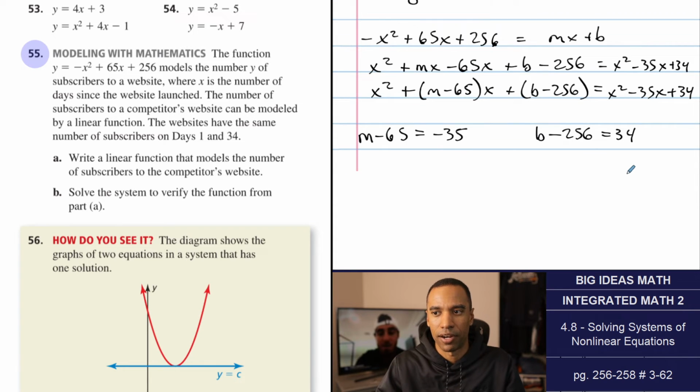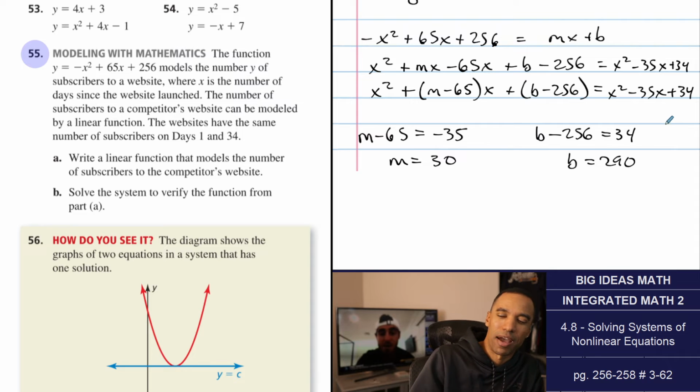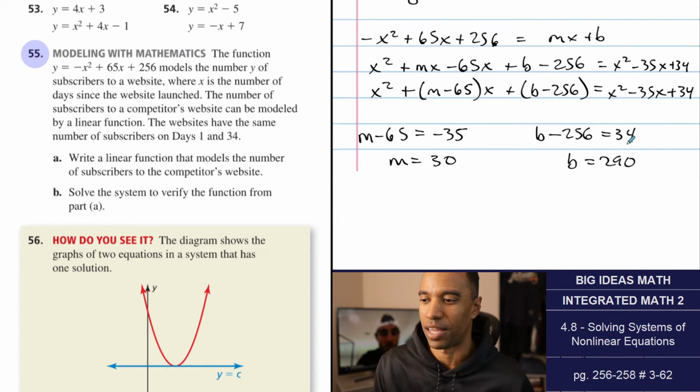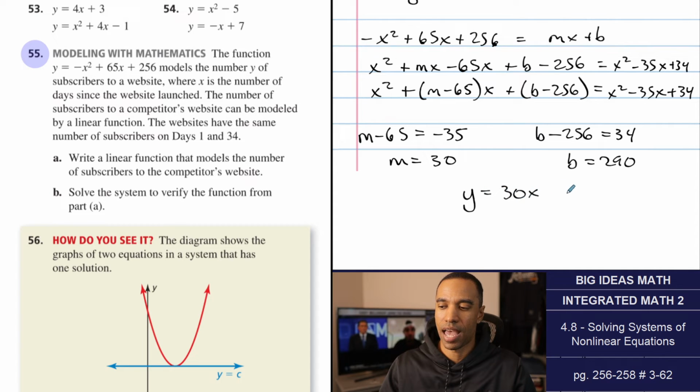That makes sense in my head on how I want to do that. If I add 65 over, I get 30. That's a different slope. If I add 256 over, I get 290, and that's a different y-intercept. Okay, I was making up my own based off point slope form. My bad on that. So my equation needs to be y equals 30x plus 290.